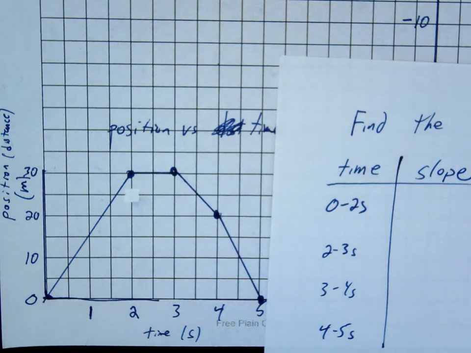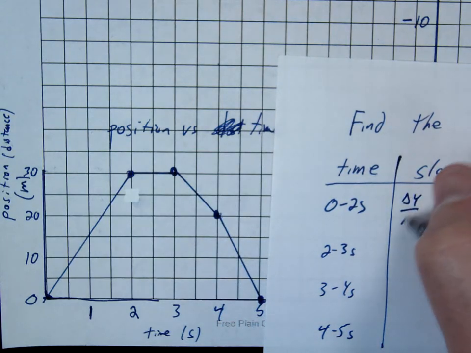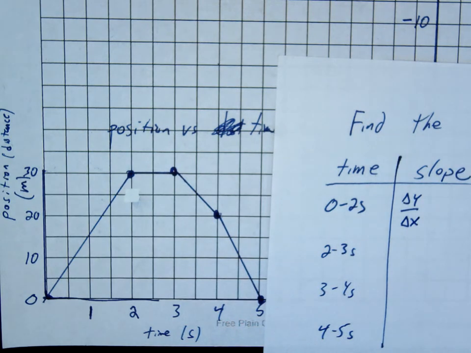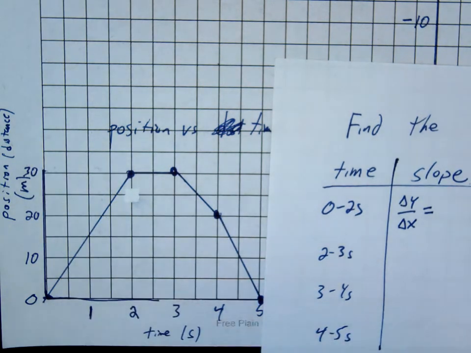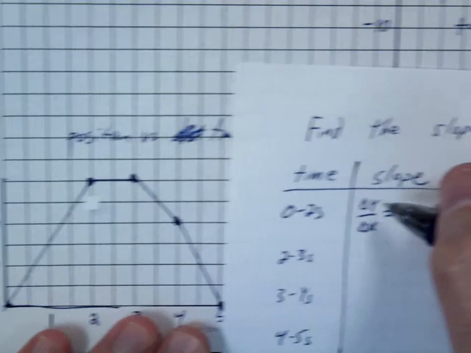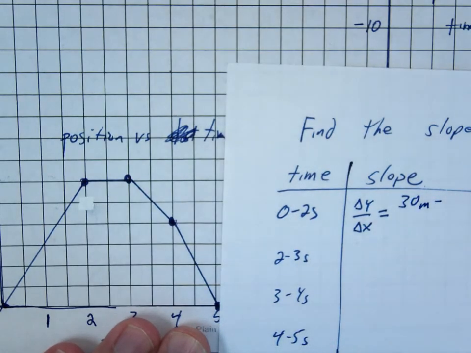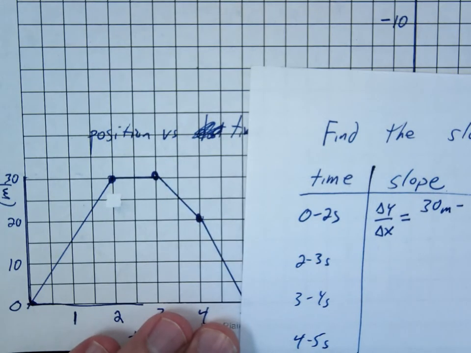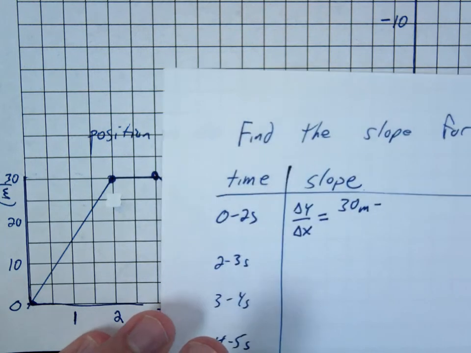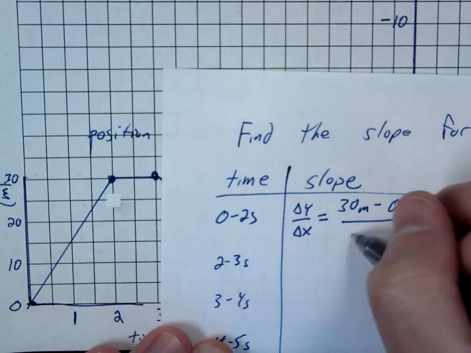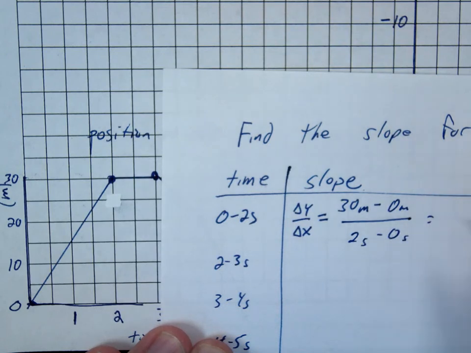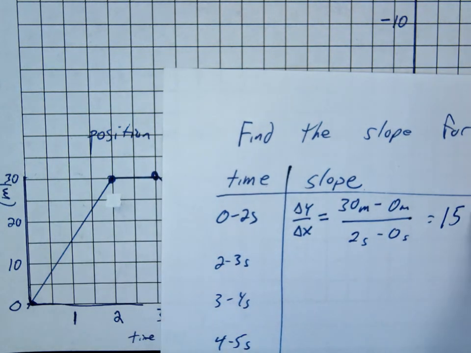Alright, and how do we find a slope? Rise over run. The generic thing is rise over run, or delta y over delta x. That's our slope. So let's do it for this one. Our delta y here is 30 meters minus 0, divided by 2 minus 0 seconds, and we get 15. And what are the units here? Meters per second.